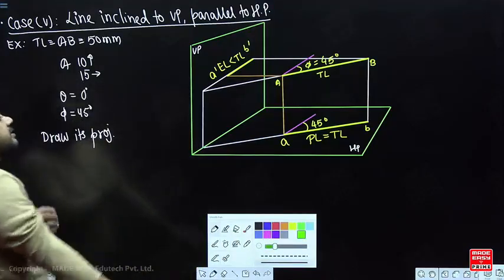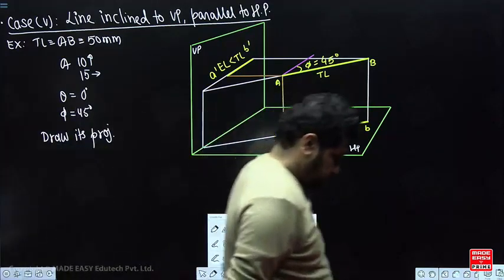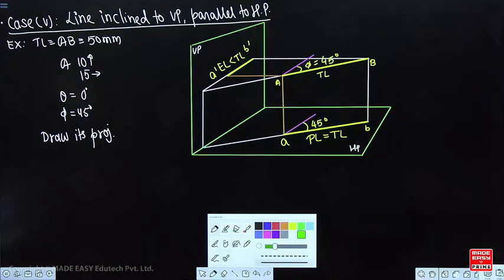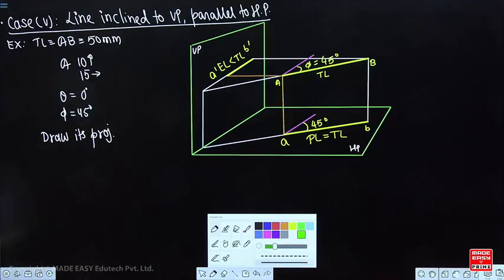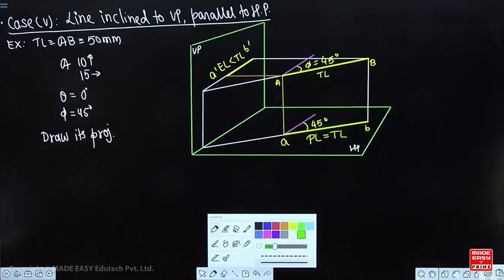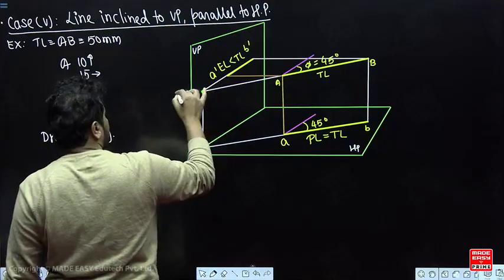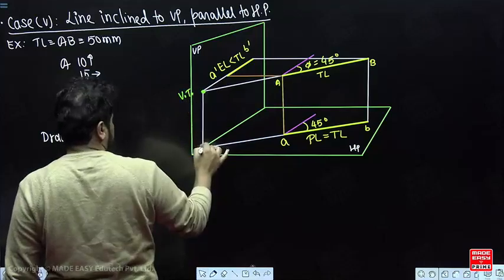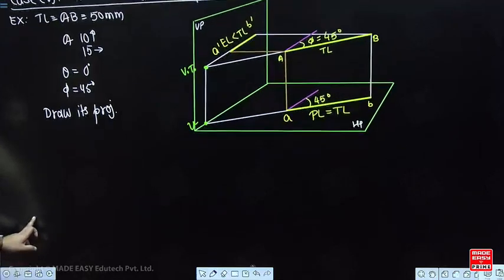Now let us discuss about the trace. Which trace will you get? If you extend AB, it is going to cut at this particular point. So this point will be your vertical trace. Projection of vertical trace is your small v, isn't it? Vertical trace.